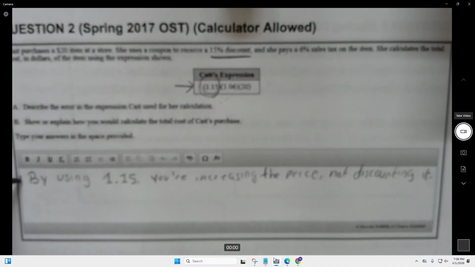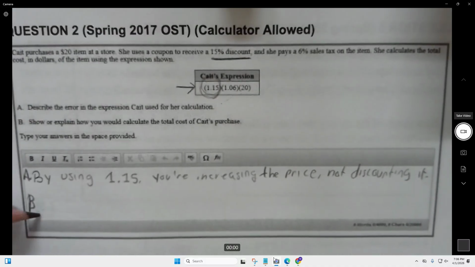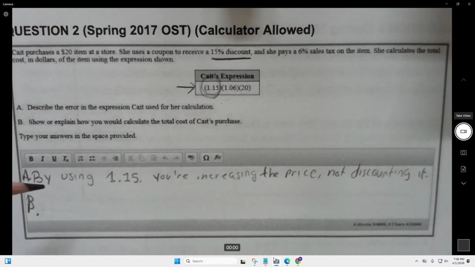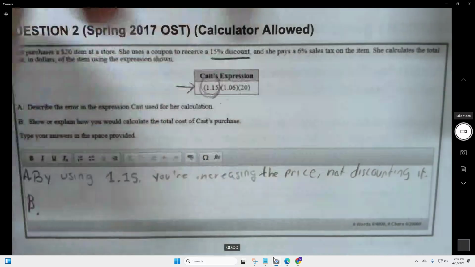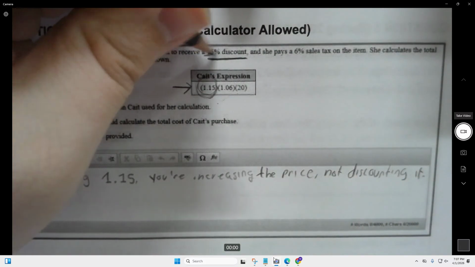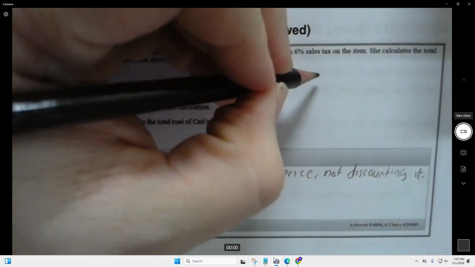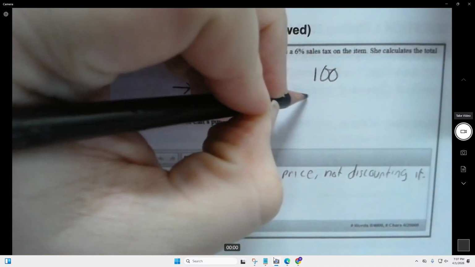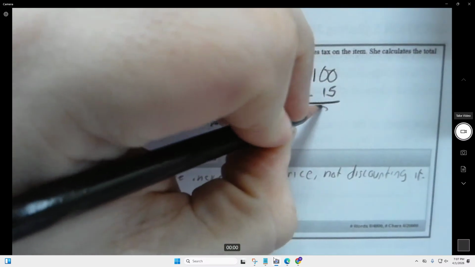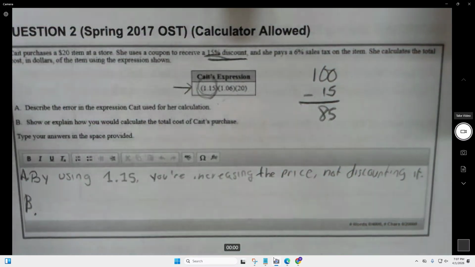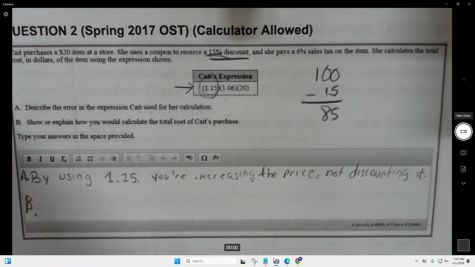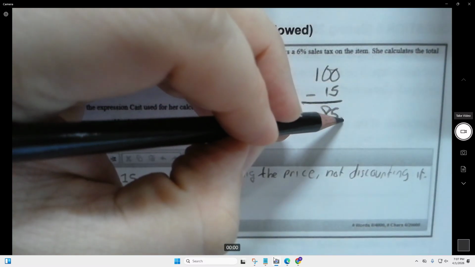Part B is to do it properly, like we did in the last one. If you want to find the discount of something, you figure out how much you're actually paying of it. If it's a 15% discount, you do 100 minus 15. You're paying 85% of the price. So you need to find out what 85% of the price is.